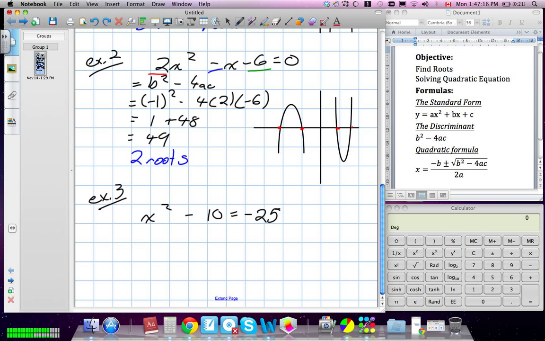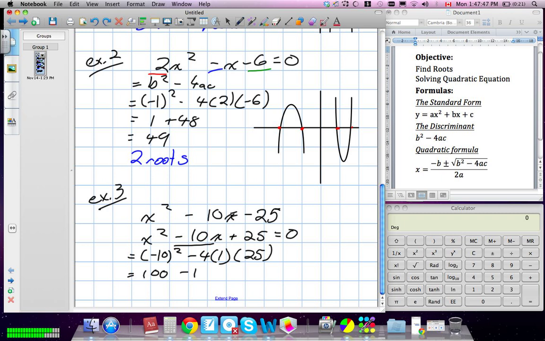Now I can put it into my discriminant, which is b squared minus 4ac. So we have negative 10 squared minus 4, a is 1, and c is 25. We get 100 subtract 100, 0. In this case, there is 1 root.